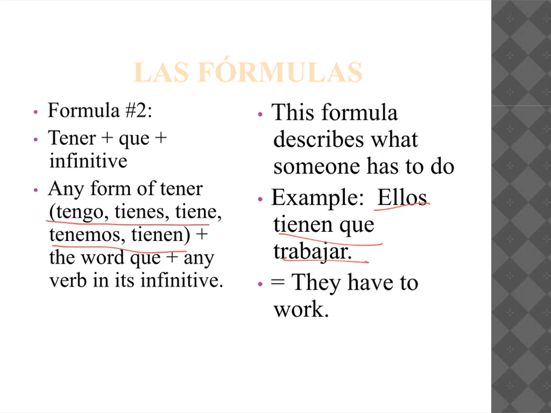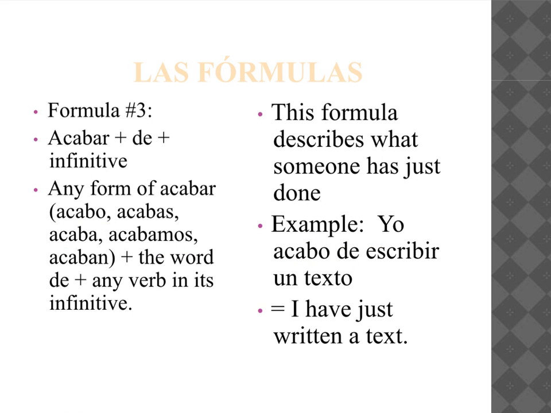They have to work. And last formula, acabar plus de plus infinitive, which if you were taught by a Senora Knitter, then she used to do this awesome dance, the acabar de dance. I cannot recreate this for you, but it was pretty great. Acabar de infinitive, again, you'll see any form of acabar. There they are. Acabo, acabas, acaba, acabamos, y acaban. Then a de, and then another verb. That second verb stays unconjugated. This tells you what somebody has just done.